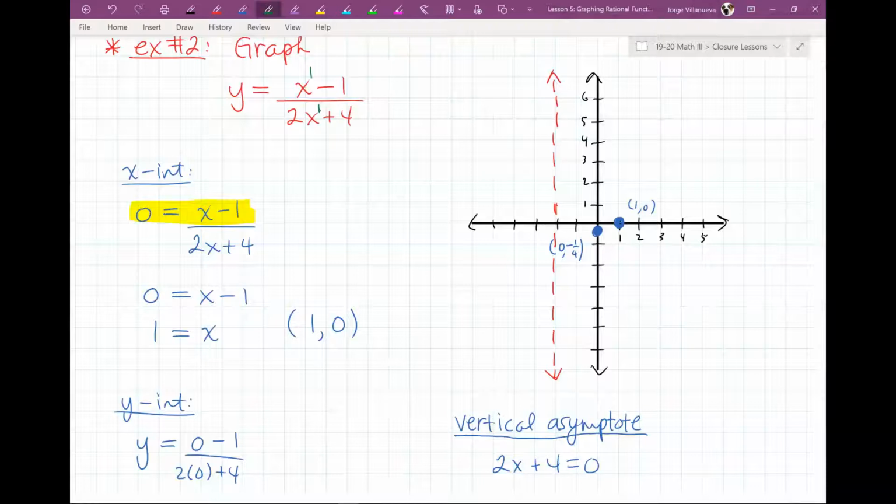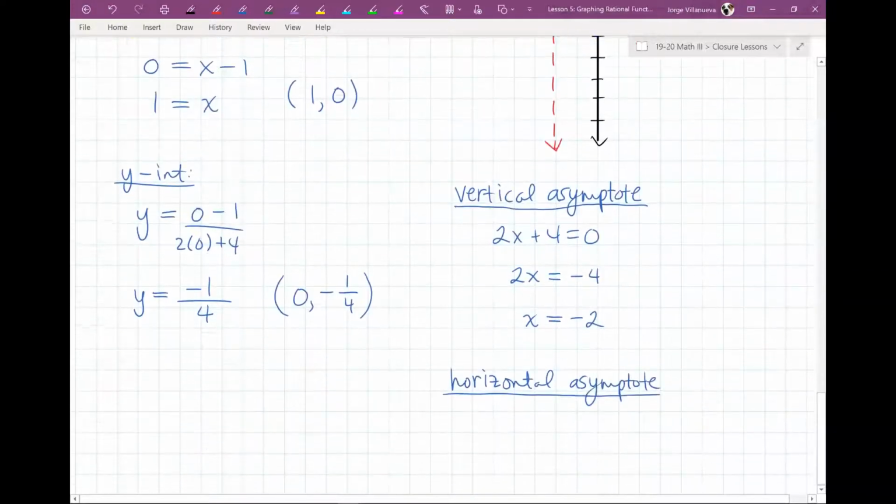Yes, they do. So if they both have the same degree, what is my horizontal asymptote? You take the coefficients in front: 1/2. So y equals 1/2. That is my solution for my horizontal asymptote. Oops, using the wrong colors again.